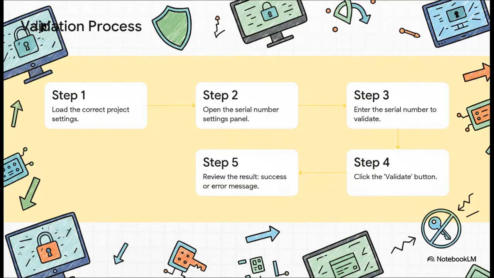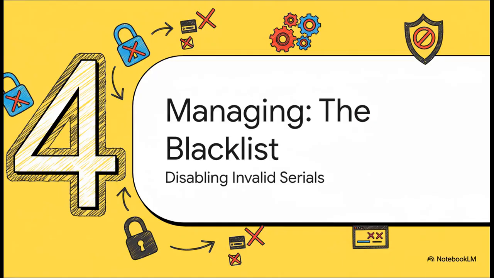Well, luckily, PC Guard has a validation tool built right in. Now, the single most important step here is to make sure you load the correct project settings first. If you don't, it won't work. After that, it's easy. Just pop open the panel, paste in the serial, and click Validate. You'll get an instant answer. A good key will show its ID and any features, and a bad one will just give you an error. Simple as that.